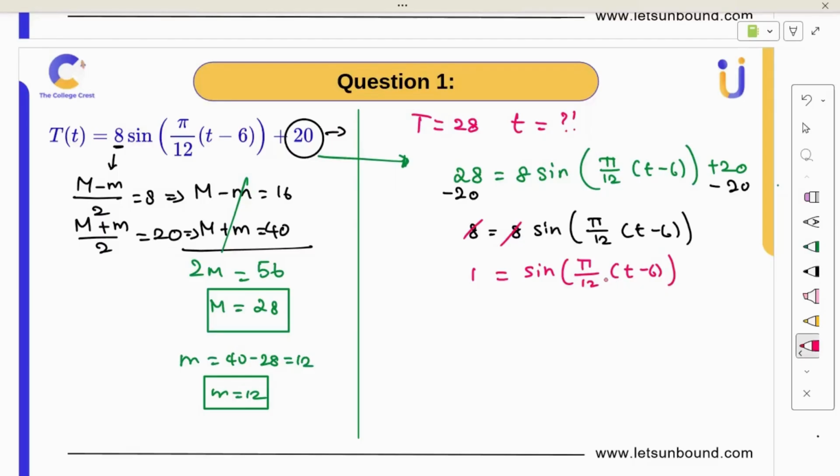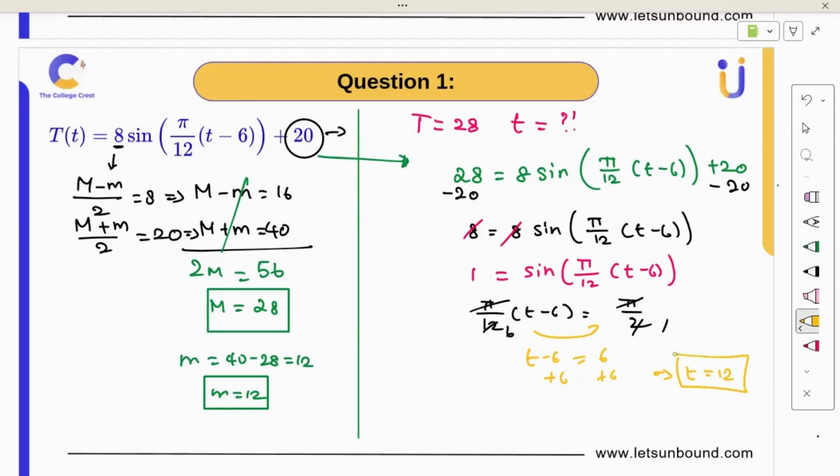The sine of what is 1, right? It's sine of pi by 2, it's 1. Or you can take the sine inverse here, that way also it can be done. So you will get pi by 12 times t minus 6 equals pi by 2, because the sine of an angle is 1 means that angle is equal to pi by 2. So pi cancels, 1 times 2, 6 times. So t minus 6 equals 6. Add 6 on both sides and you get your t.